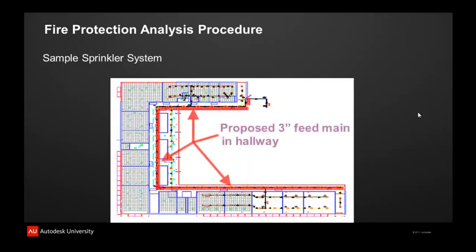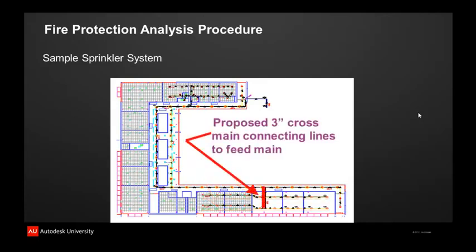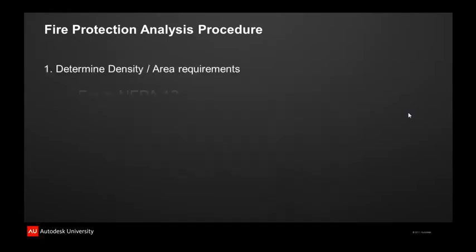Then we're going to use 3-inch cross mains through the hallway of the classroom building to feed water into the classrooms. The classrooms themselves will have branch lines connecting the sprinklers within the classrooms, and then those branch lines will be connected back into the feed main with a 3-inch cross main from each set of branch lines. So that's our sample sprinkler system.